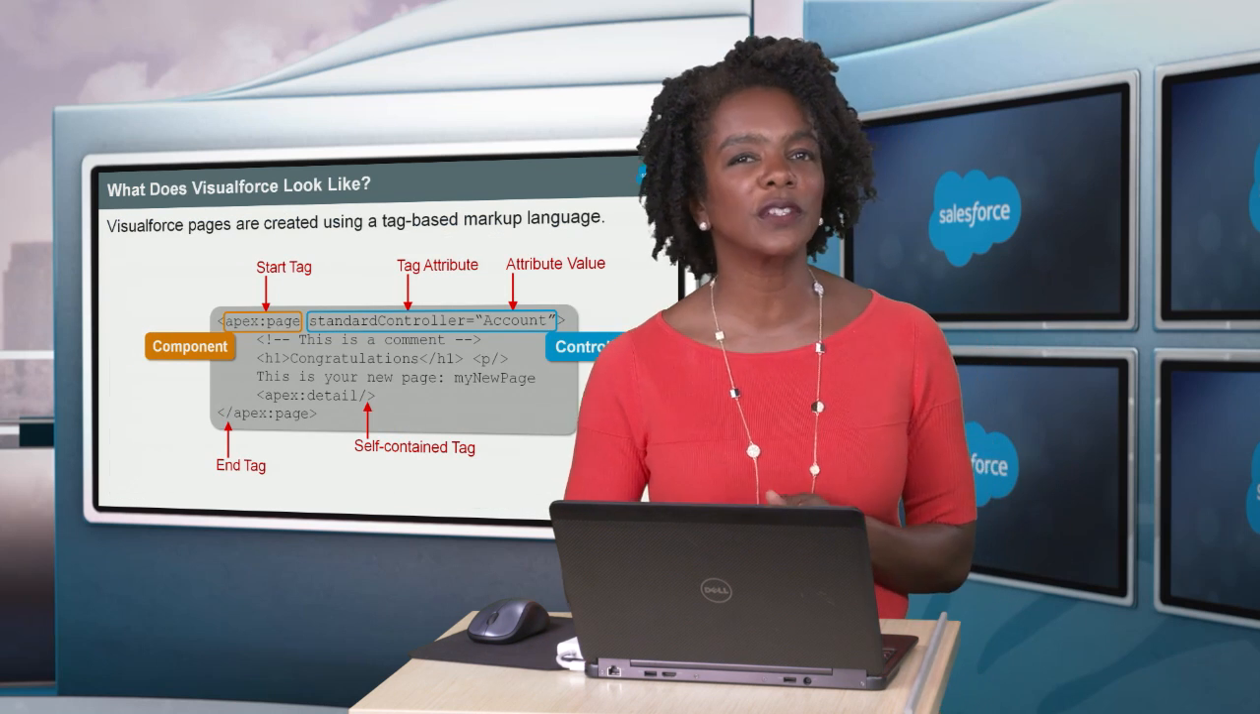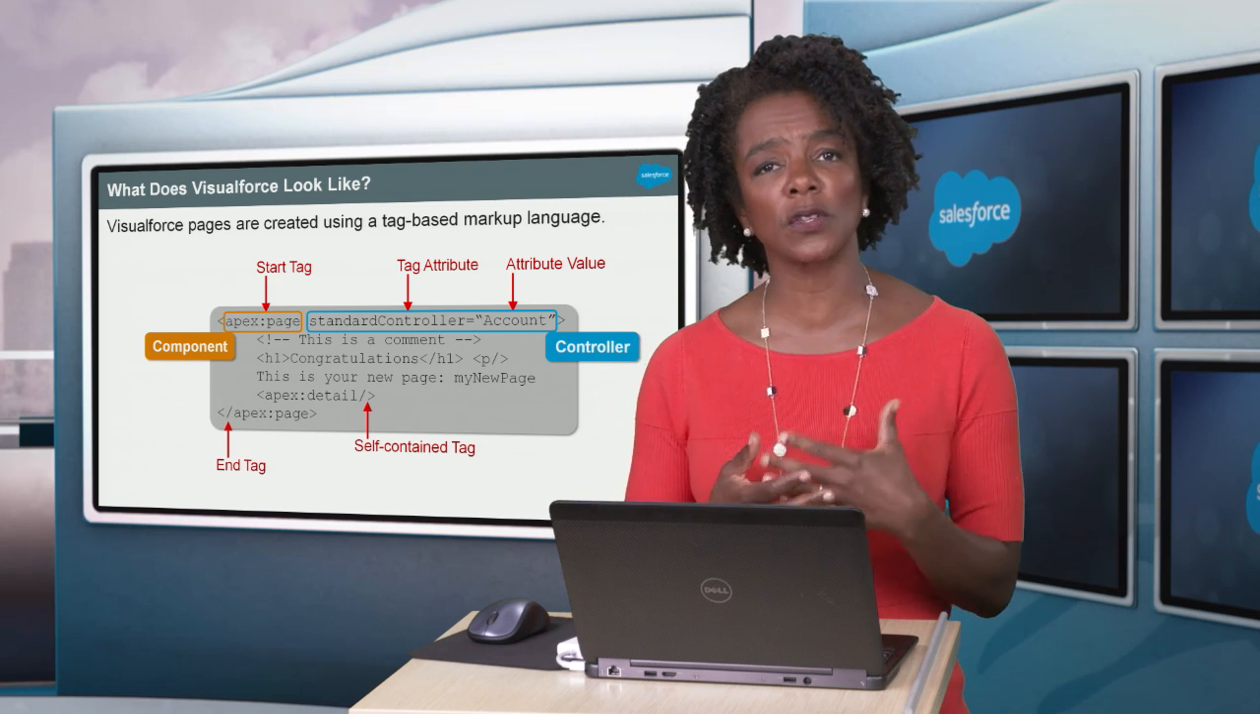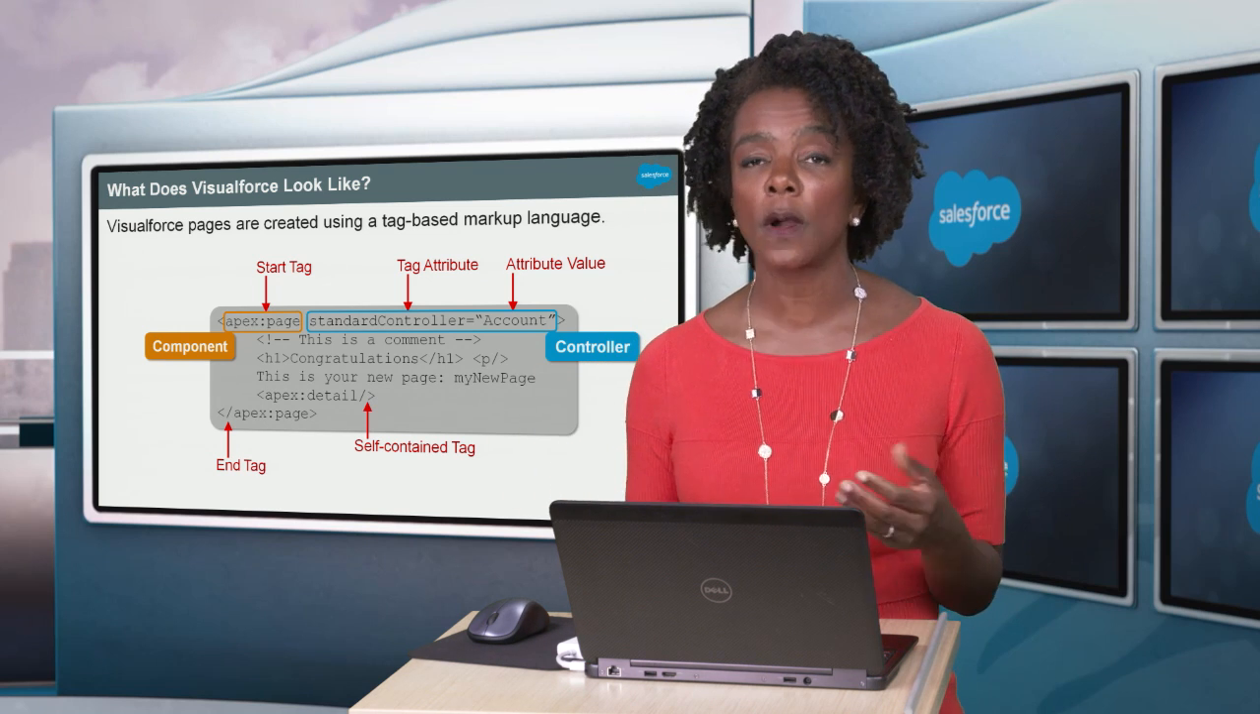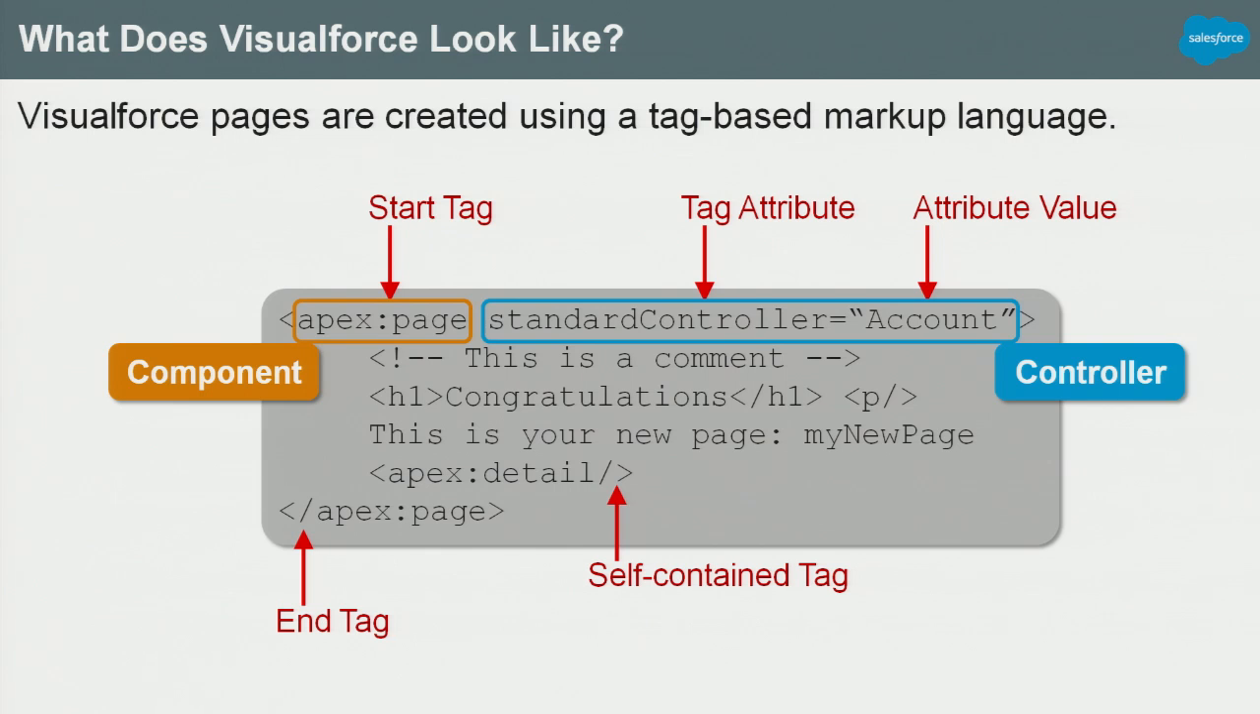What does Visualforce look like? Visualforce pages are created using a tag-based markup language. It looks very similar, like I said earlier, to HTML. You have your start tag. So if you look in this slide, we have here our start tag, apex:page. Apex is our namespace, nothing more. It is our namespace. Page is the name of our component.